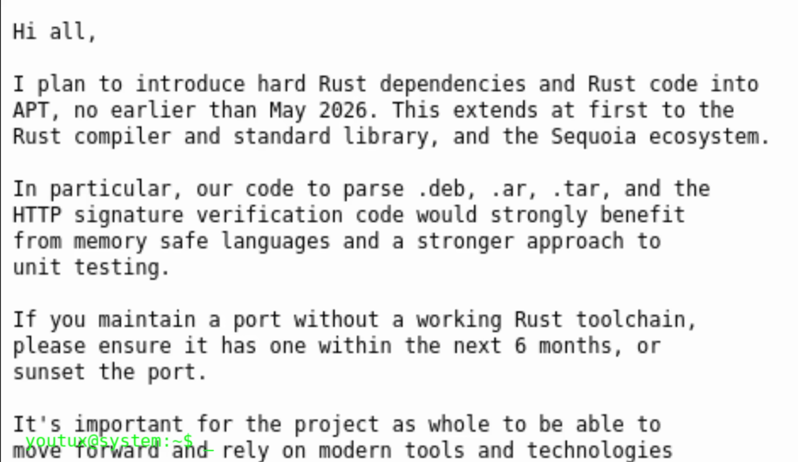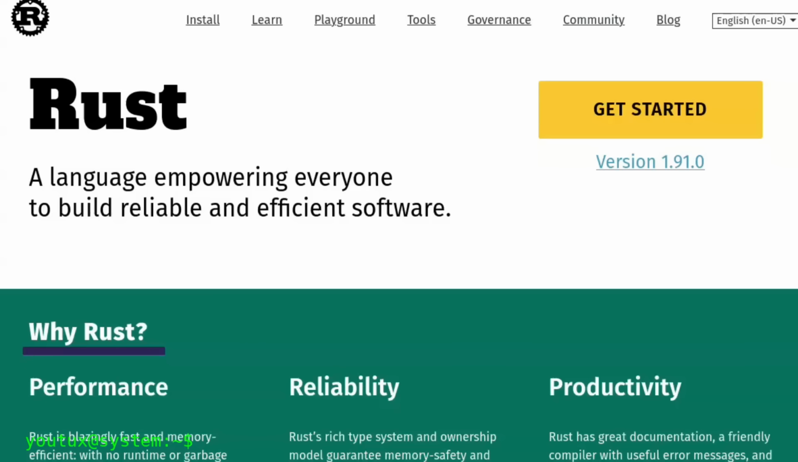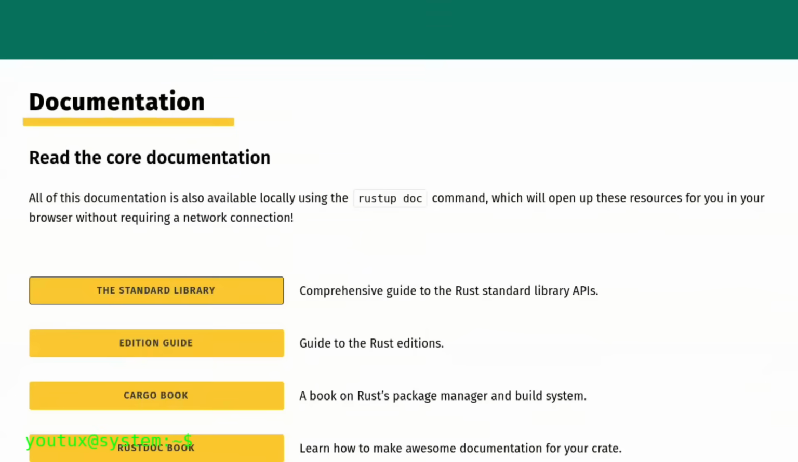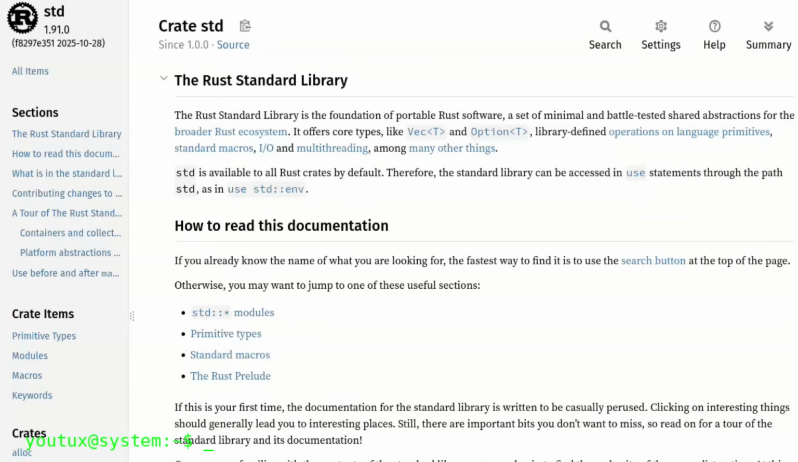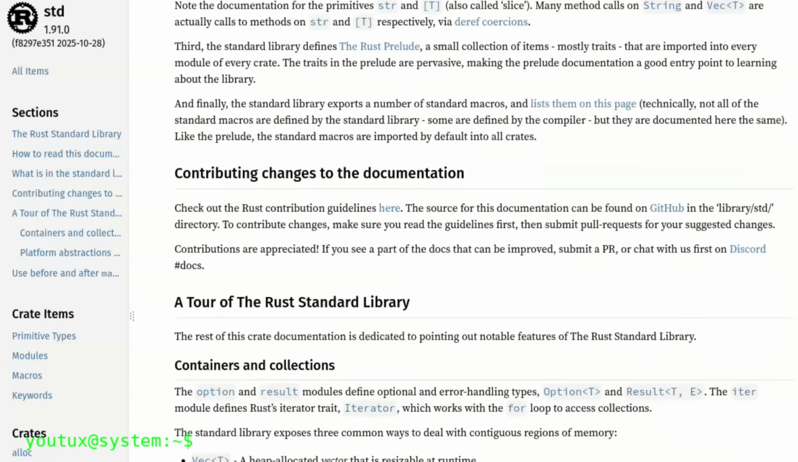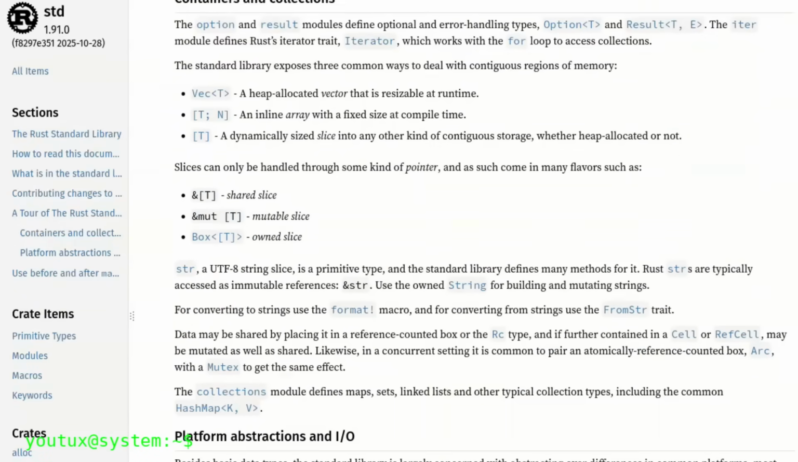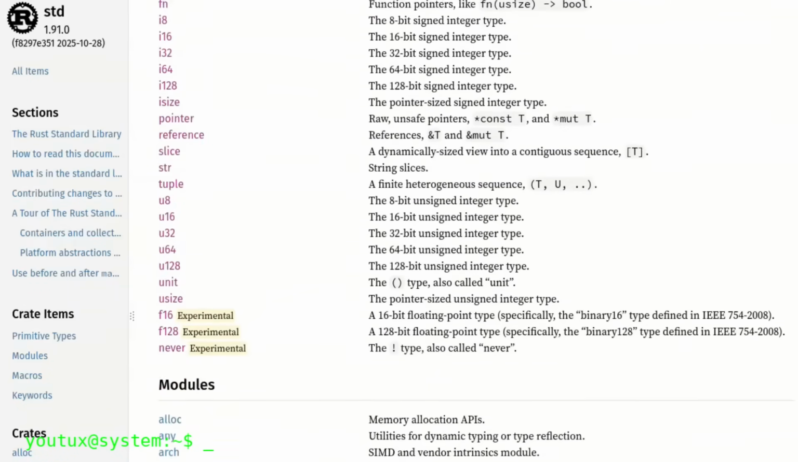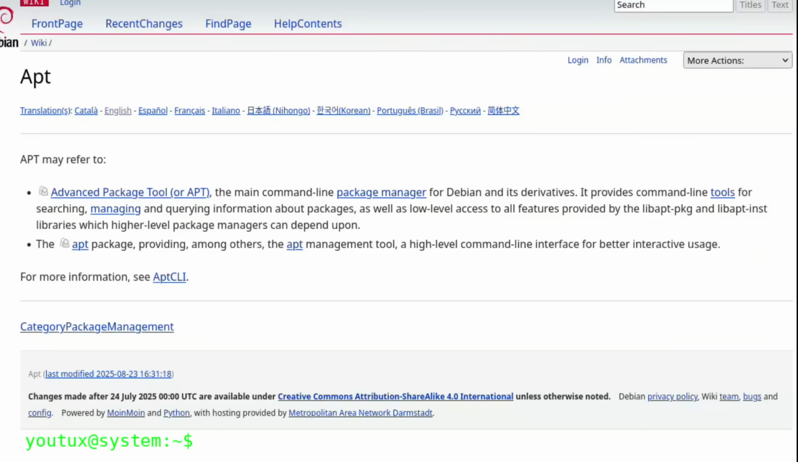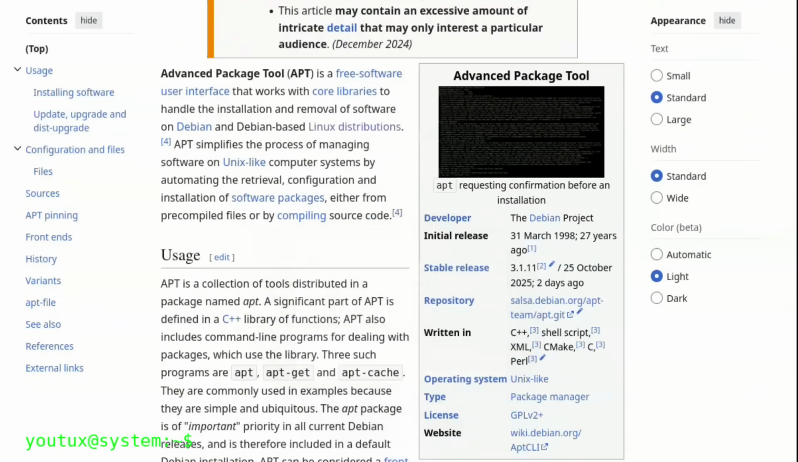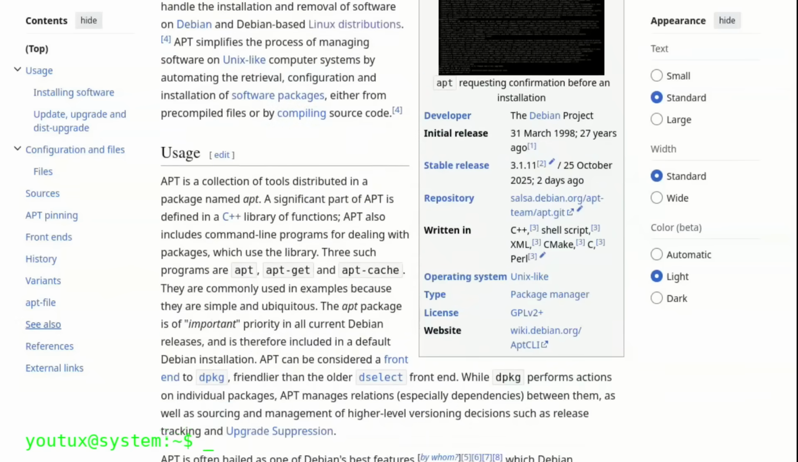It means that the Rust compiler, its standard library, and parts of the Sequoia ecosystem will be integrated into Debian's core package management infrastructure. We're not talking about a marginal experiment or a satellite project, but a structural modification to the heart of the distribution. The initial integration will focus on critical areas: parsing .deb, .ar, and .tar files, and HTTP signature verification. These are fundamental components, the ones that are executed every time you install, update, or remove a package on your Debian system. And here comes the crucial point.